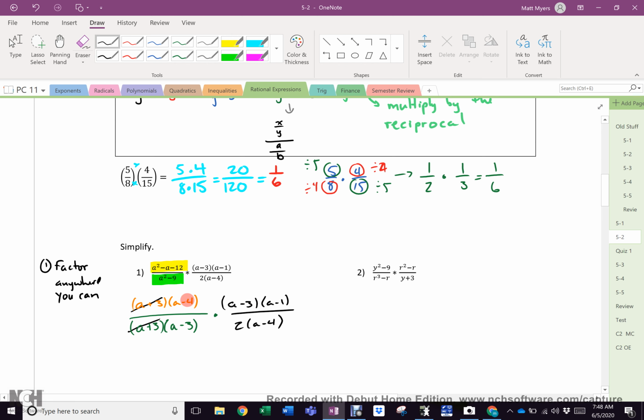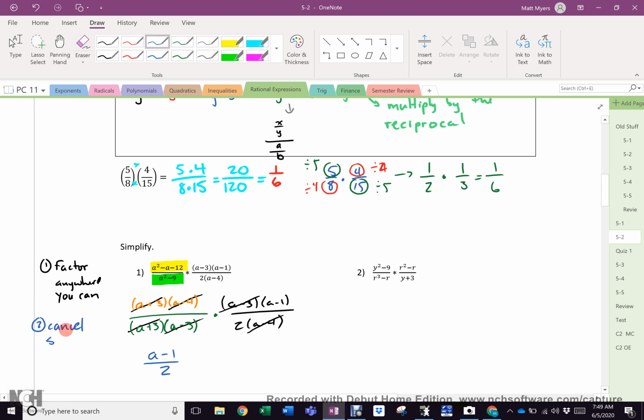Now notice I have an a minus 4 here and an a minus 4 there. One's in the numerator, one's in the denominator. Gone. Then I have an a minus 3 in the numerator and an a minus 3 in the denominator. Gone. What's left? A minus 1 over 2. So that is step 2. Cancel.